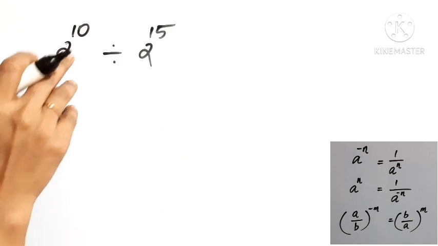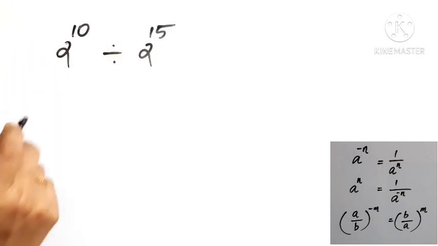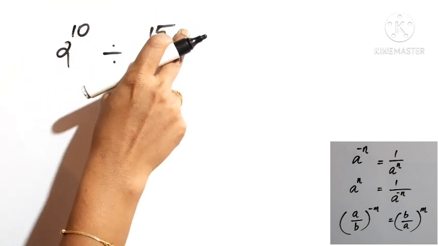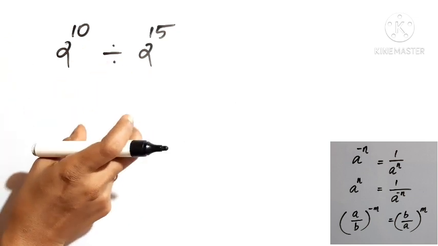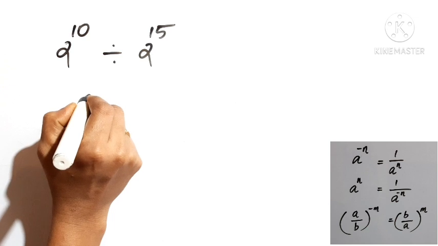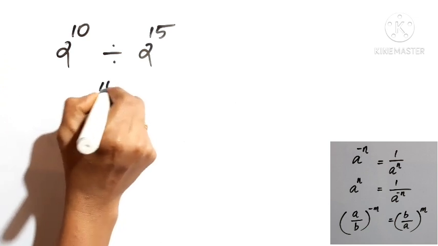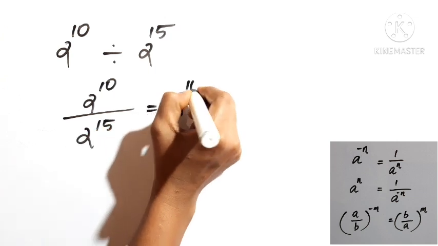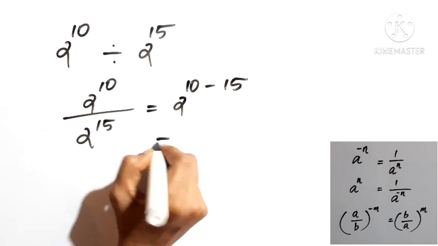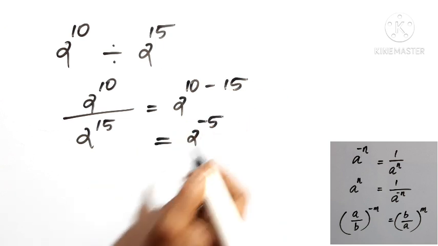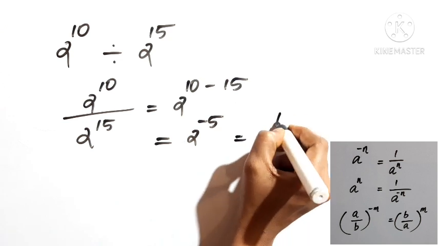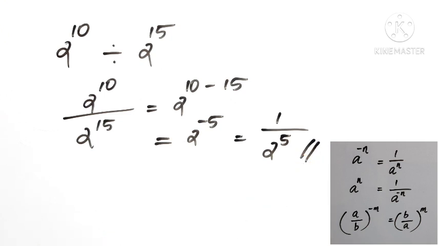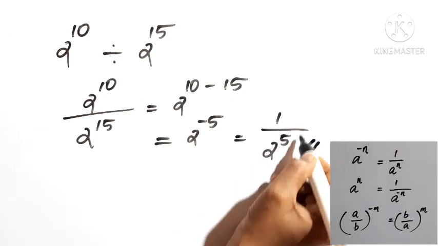Okay, now we have 2^10 divided by 2^15. Here we can use a^m divided by a^n form. Bases are equal. Equal bases we can see here, right? So this equals 2^(10-15), right? 2^(-5) also equals 1 by 2^5, no? Is it clear, children? You can see here positive exponent.